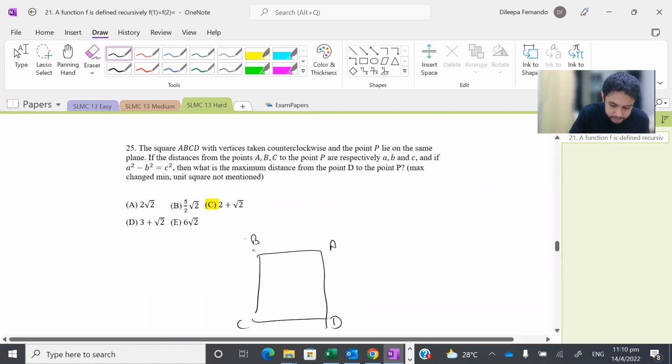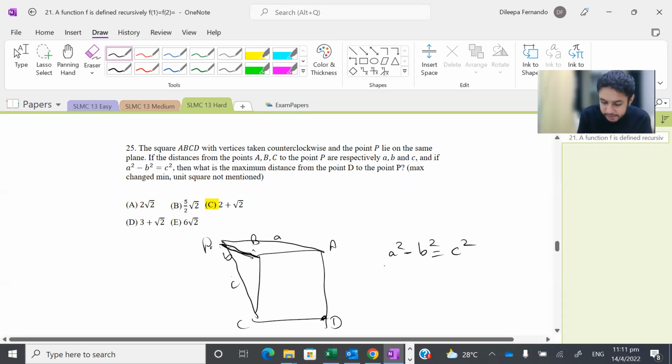Okay. Let's say, for example, P is here. This is simple B. This is simple A. This is simple C. And we know that A squared is c square. And what is the maximum distance from point D to point P? So here to here.